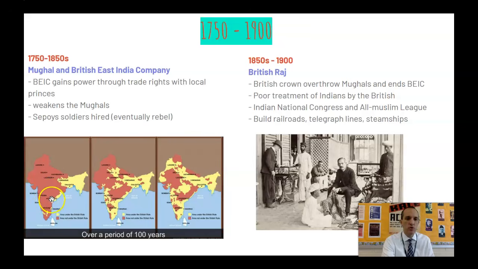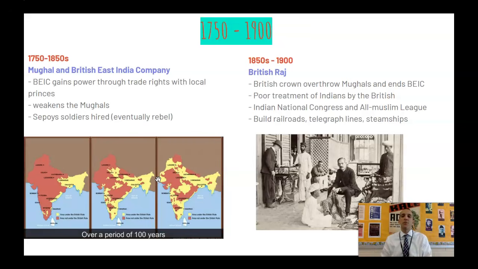So you can see this is a map over 100 years. This is the area of Mughal rule in pink. Sorry, I'm having trouble reading here. And in yellow is the British rule. And you can see how much it changes over 100 years. The Mughals are going to be weakened during this first half of this time period.